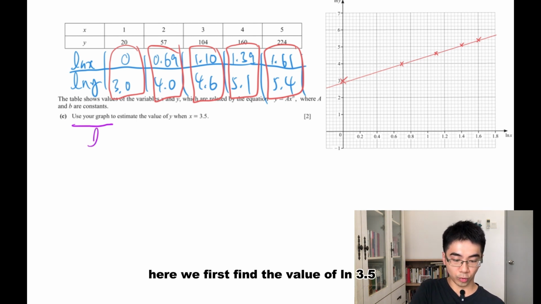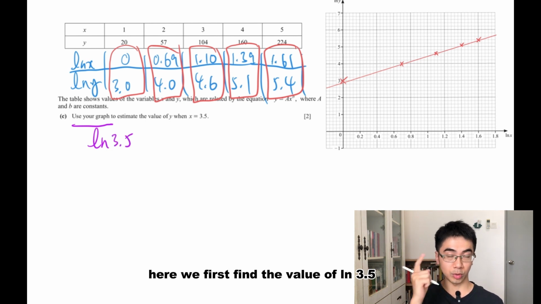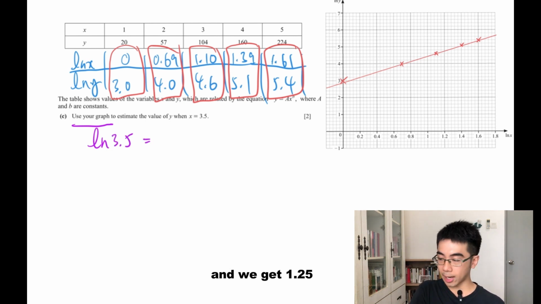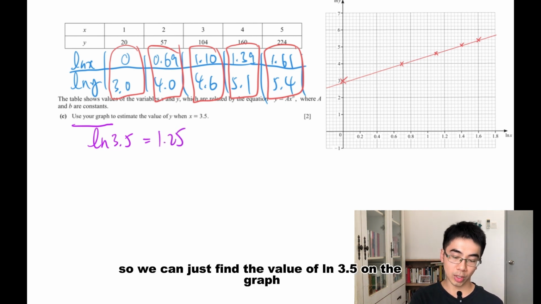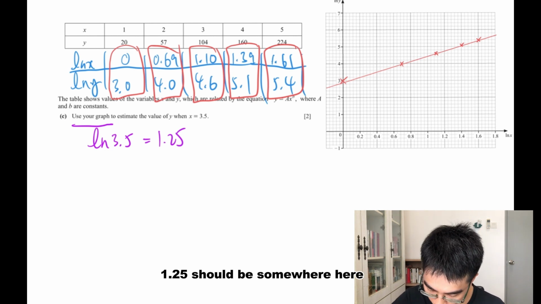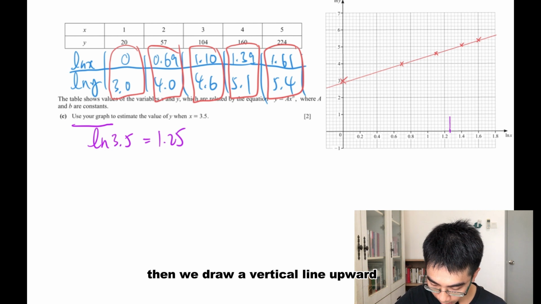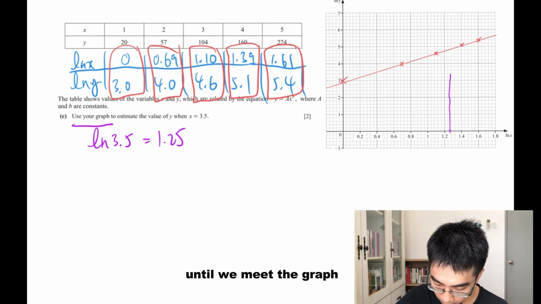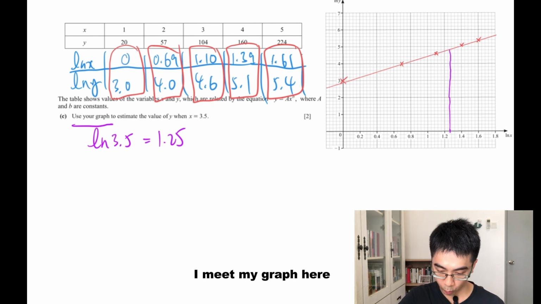So here we first find the value of natural log 3.5. Just substitute x into it, and we got 1.25. So we can just find the value of natural log 3.5, which we will use for the natural log y. So here we find the 1.25. 1.25 should be somewhere here, and then we draw a vertical line upward until we meet the graph. So I meet my graph here.